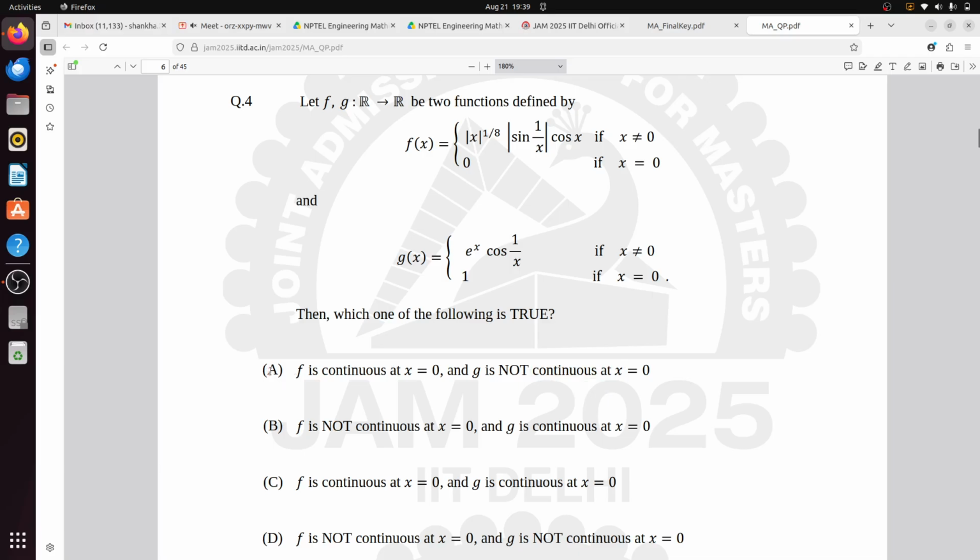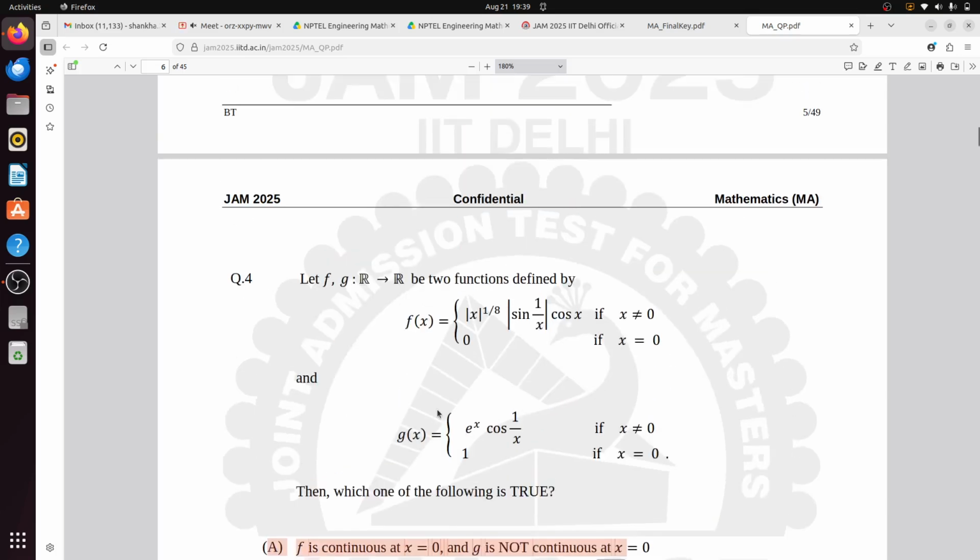So with this type of problem, be careful. It is easy because for eˣ cos(1/x), eˣ is 1 and cos(1/x) is oscillating. So that is why this is not continuous at x equals 0.